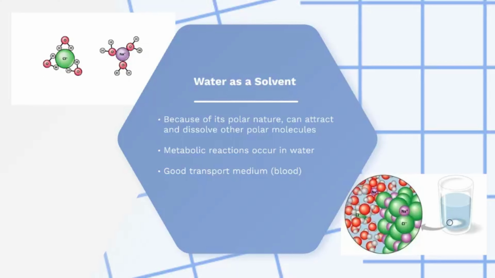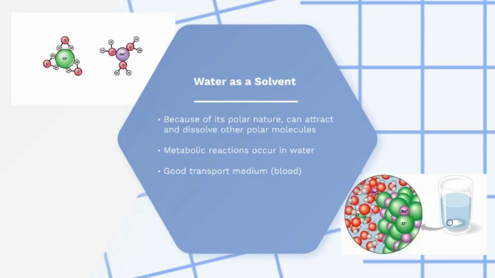It being a solvent, it also makes it a good transport medium. So what do I mean by good transport medium? So how are biological molecules transported around our body? In our blood, of course, which is also comprised of water. So since things are able to be dissolved in water and therefore our blood, biological molecules are able to be transported around the body.